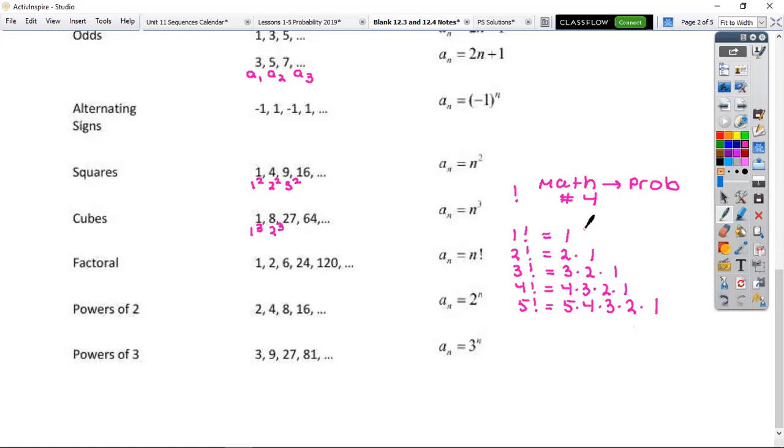Next, so powers of 2. So this 2 represents 2 to the first. This would be 2 to the second, 2 to the third, 2 to the fourth. This would be 3 to the first, 3 to the second, 3 to the third, so on and so forth. So that would be 3 to the n. The other one would be 2 to the n.